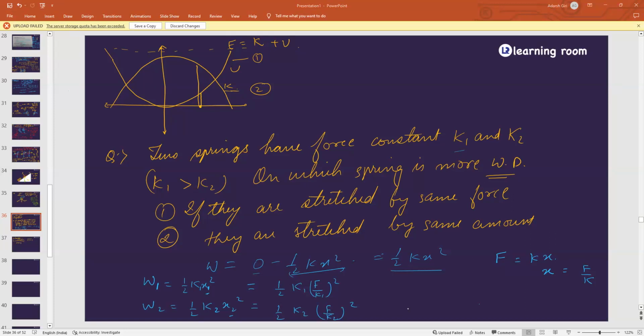Good. Let me simplify it further. It will be half K1 F square by K1 square, and this one will be half K2 F square by K2 square. So in that case, it will be half F square by K1, and here it will be half F square by K2. Agree or not? Yes, sir. Everyone write this.